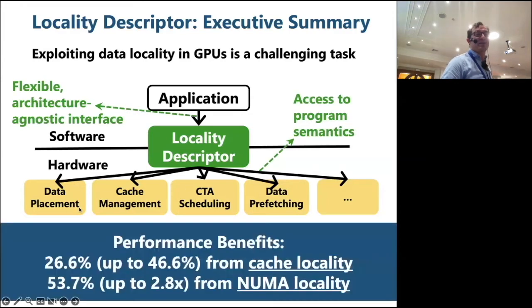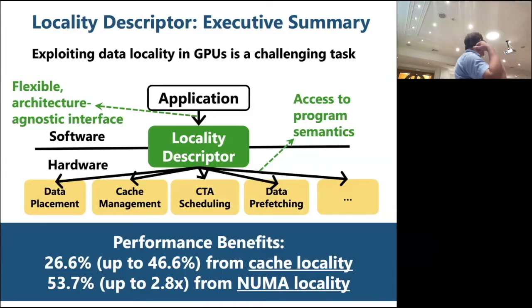I think I've already said all of these. I will not go into a lot of detail because we have a lot more to cover, but if you actually do this, you get significant performance and energy benefits. These are some performance examples. You can improve cache locality, and as a result, you get more than 20% performance improvement. You can also include NUMA locality, non-uniform memory access locality, and figure out which threads should be allocated to which NUMA nodes. And this way, you can actually get a lot more performance.